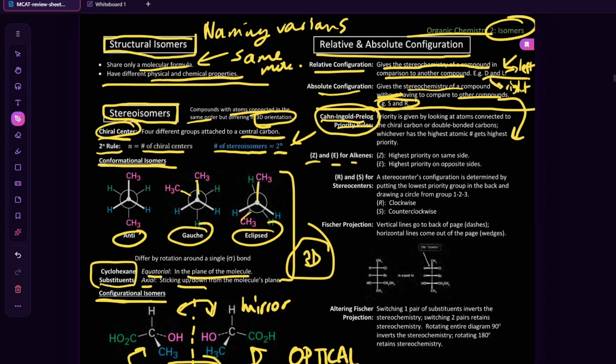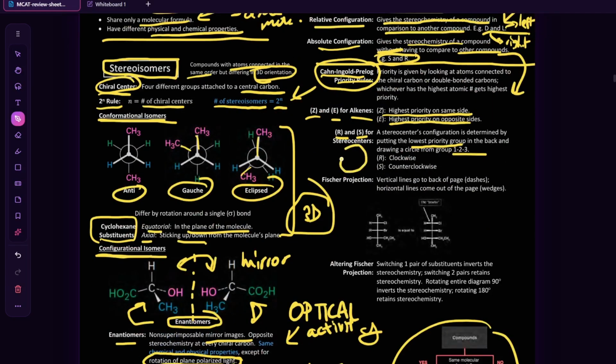Then Z and E for alkenes: Z means the same priority groups are on the same side, and E means the same priority groups are on opposite sides. So remember Z and E for alkenes. And then R and S for stereocenters. A stereocenter configuration is determined by putting the lowest priority group in the back and drawing a circle from group 1, 2, and 3. R means it will go clockwise, and S means it will go counterclockwise. This is clockwise, and counterclockwise goes the other way.